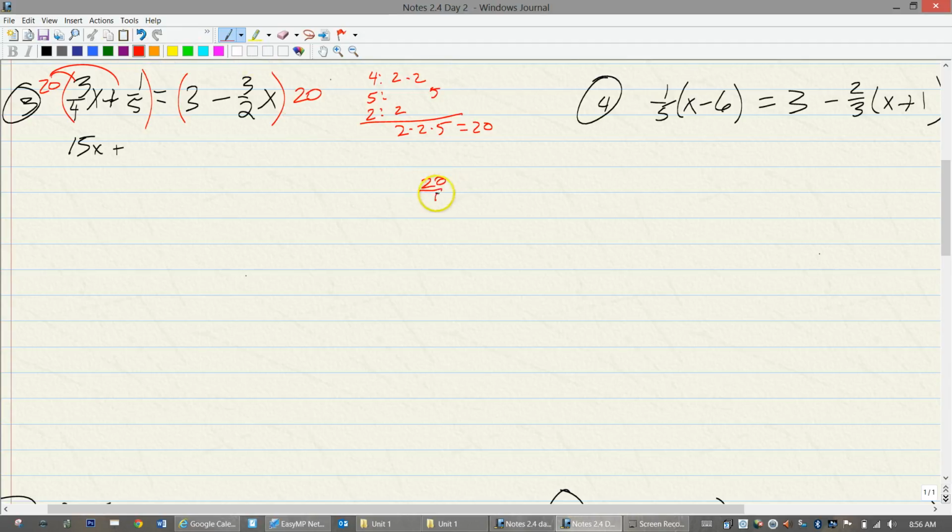Okay. So when you do this, you write it off to the side, and then you can cross cancel if you want. Do you like to cross cancel, or do you like to just multiply and then reduce? Cross cancel. So 4 divided by 4 is 1. 20 divided by 4 is 5. And then you can multiply across. 5 times 3 is 15 over 1, or 15x.